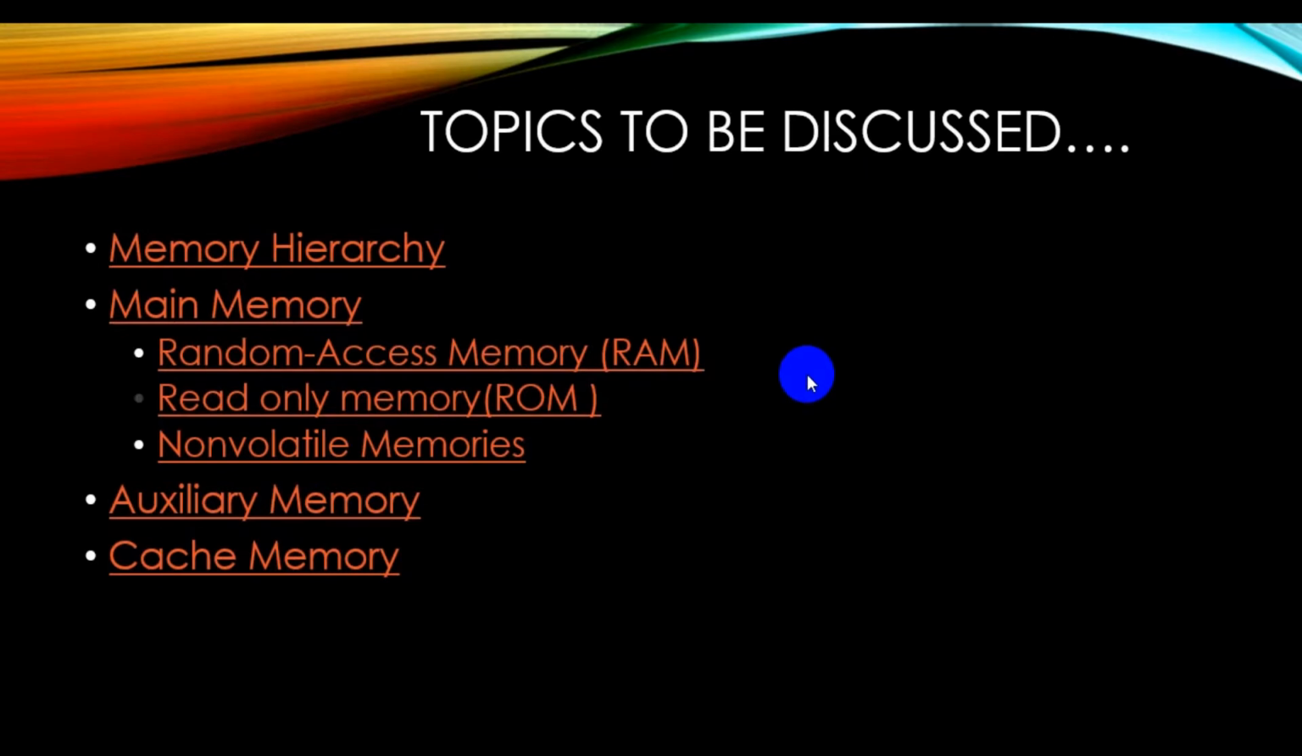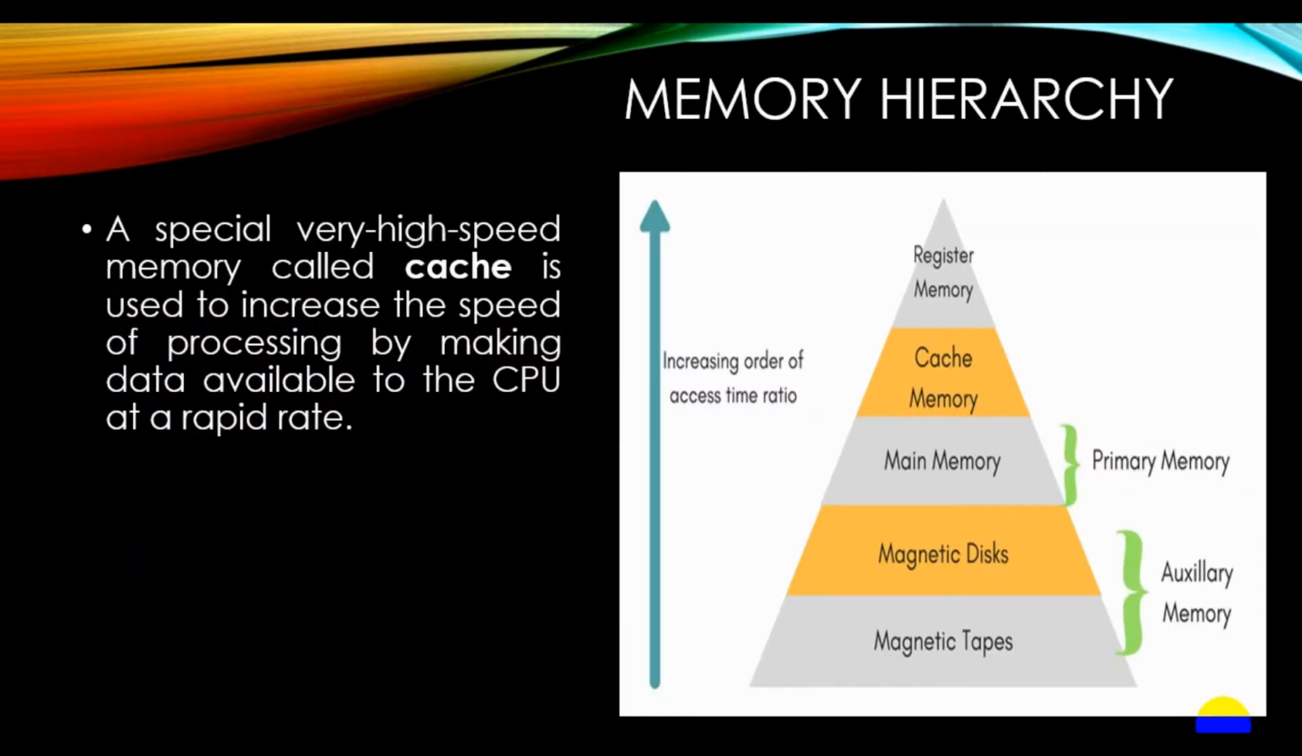Hello friends, good morning. Today we start with the topic memory hierarchy. There are three types of memories: main memory, auxiliary memory and cache memory. Main memory has three types: random access memory, read-only memory and non-volatile memory. Now we can see the memory hierarchy in this figure. First we have auxiliary memories, second primary memory and cache memory.